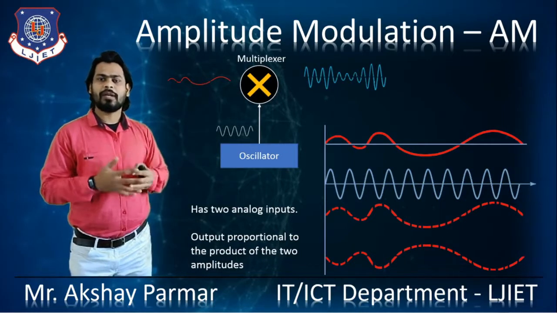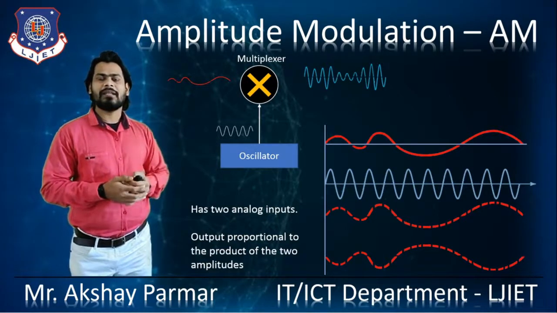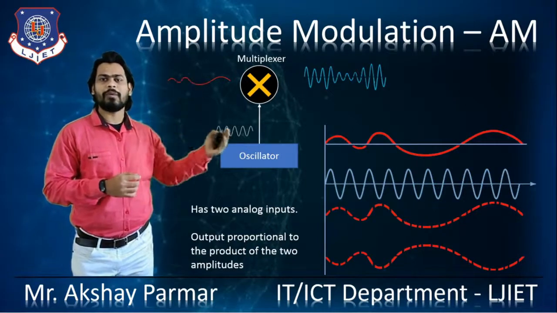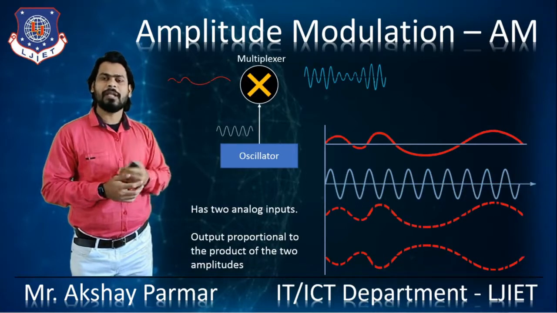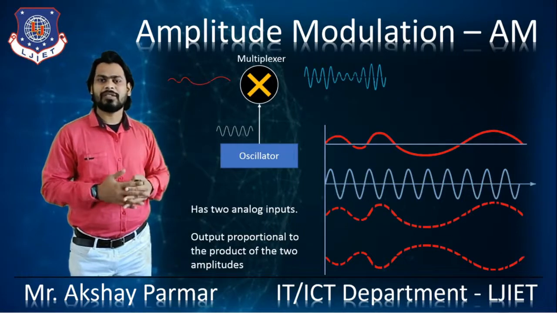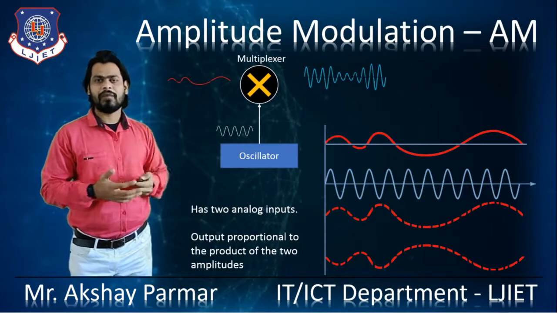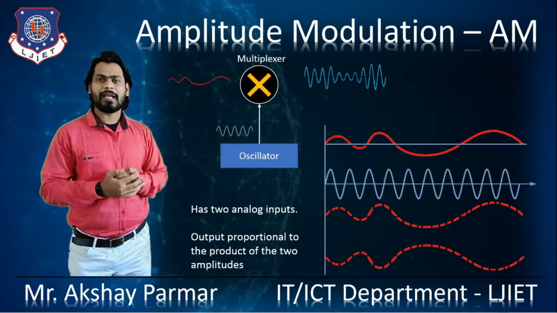The multiplier has two analog inputs, the input signal and the carrier signal, and the output is proportional to the product of the two amplitudes, right? So first is the amplitude of the input signal and the carrier signal. The output is the multiplication, or we can say the product, of the two signals. So that's how we are getting the output signal in the amplitude modulation technique.